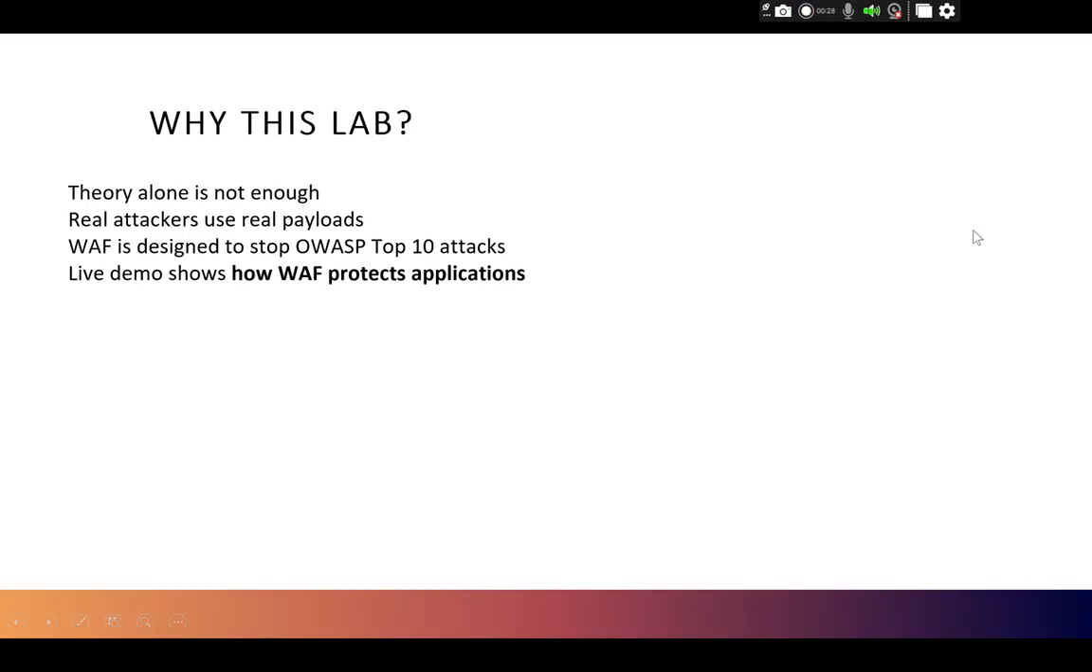Till now, we have understood WAF concepts theoretically, but in real life, attackers don't attack with theory, they use real payloads. So today, we will simulate real OWASP attacks on a vulnerable application and see how a WAF protects it. This lab will help you understand how WAF works in production environments.